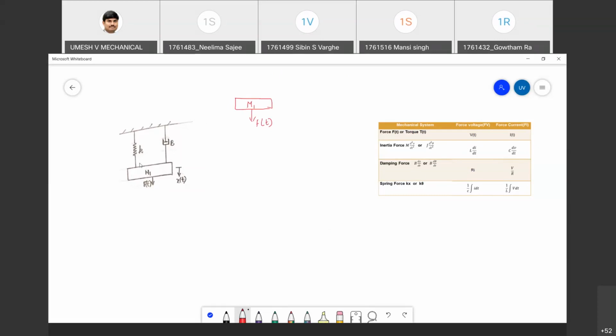So you know what the differential equation is. What is the differential equation for K? It is there in the table also. I think you are able to see the table. What is the differential equation for the spring K? Can't you type it in the chat box?